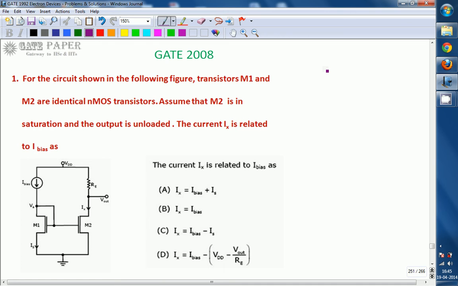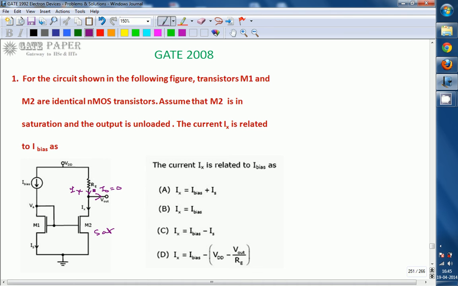What was given is that M1 and M2 are identical transistors, and M2 is in saturation and the output is unloaded. Unloaded implies that no current goes out this way, so I out is 0. So all the current flowing in Rs is also flowing through this Ix, so the current flowing through this resistor is also Ix. Now we are going to get a relation between I bias and Ix.